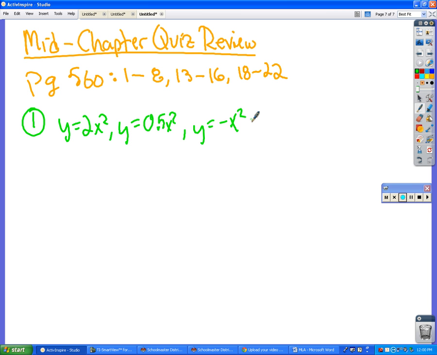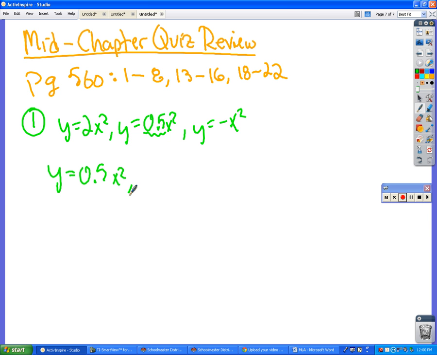So the first four, we're supposed to organize these from widest to narrowest. They're all going to be parabolas, right? What makes a parabola wider or more narrow? Does a bigger number make it wider or narrower? Narrower. Okay. So what would be the widest of these graphs? 0.5. The widest would be the one with the smallest number.